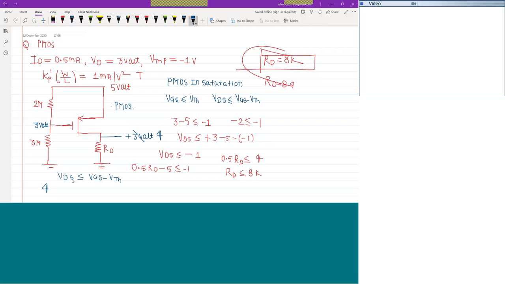VS is equivalent to 5 volt. This should be less than VGS, which is -2. VG is 3, VS is VDS. Okay, this is minus and this is +1. So -1 is greater than or equal to -1, this condition is true. Now if I increase this value further from 4, then there will be a problem. Up to here there is no problem created.